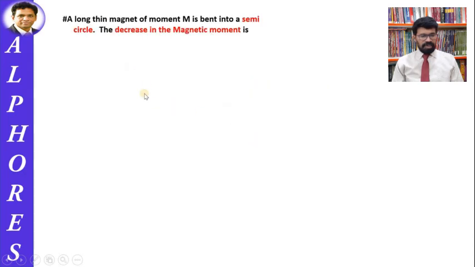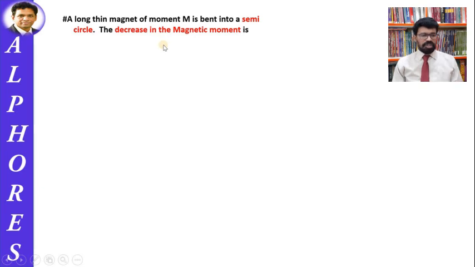Okay, right. Now let us have a look at this one. It's a kind of small problem. A long thin magnet of moment m is bent into a semicircle. The decrease in magnetic moment is, so a long thin magnet of moment m is bent into a semicircle. If it is bent into a semicircle, what happens to the magnetic length? Magnetic length decreases. If magnetic length decreases, what happens? The magnetic dipole moment also decreases. So here he is asking about decrease in the magnetic moment. He is not asking about final magnetic moment. He is asking about decrease in the magnetic dipole moment.